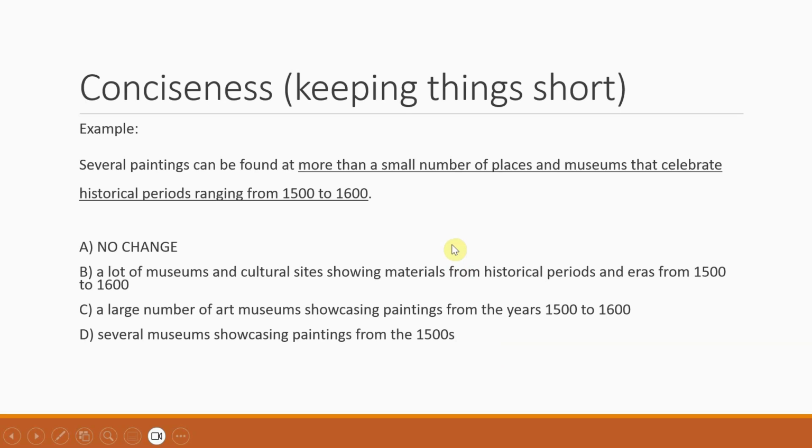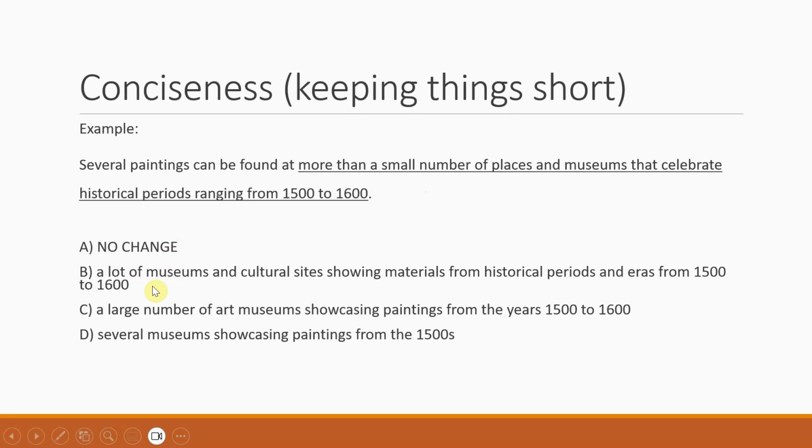So now let's go and look at our sentence. Several paintings can be found at more than a small number of places and museums that celebrate historical periods ranging from 1500 to 1600. That is a mouthful, and you might think, who on earth would write like this? There's no way this is on the test. That's exactly what a lot of these, not all of them, but a lot of them sound like, where it's just absurdly wordy, with more than a small number of places and museums. That is vague. Why are we listing two places with one being vague? More than a small number is a lot of words to say. That's a lot. So these are the kind of things to look for that tell you we probably have conciseness. So let's look at our answer choices.